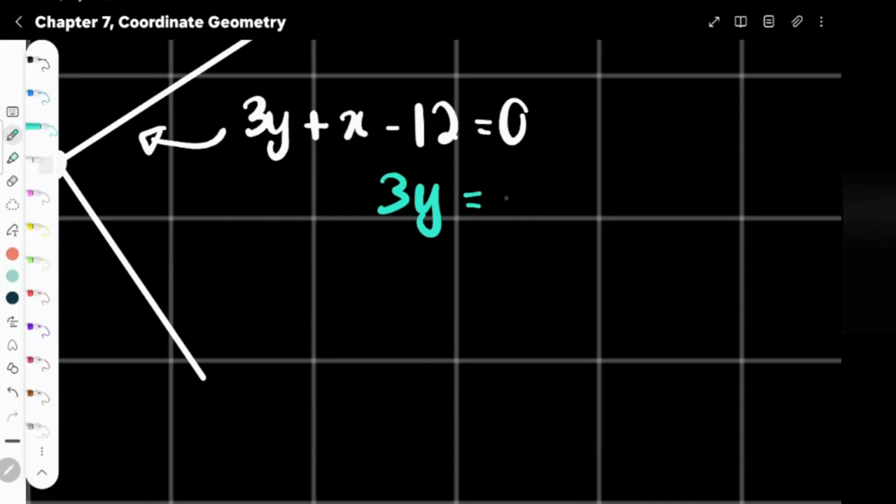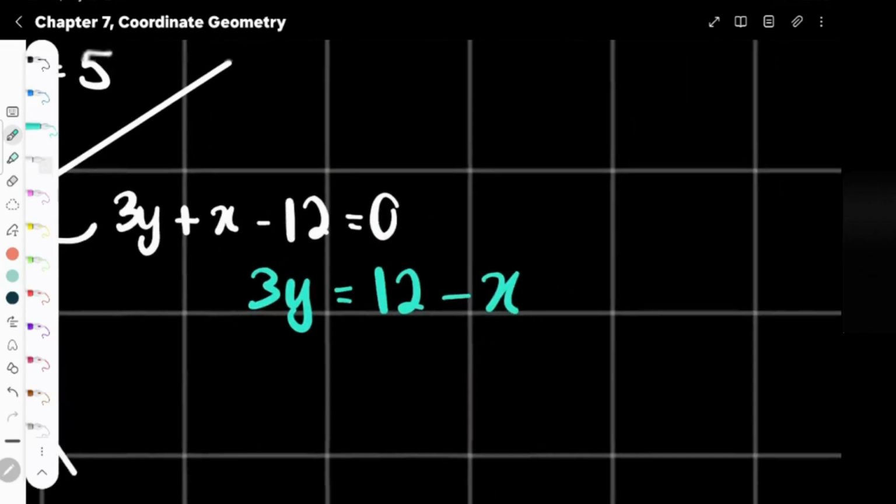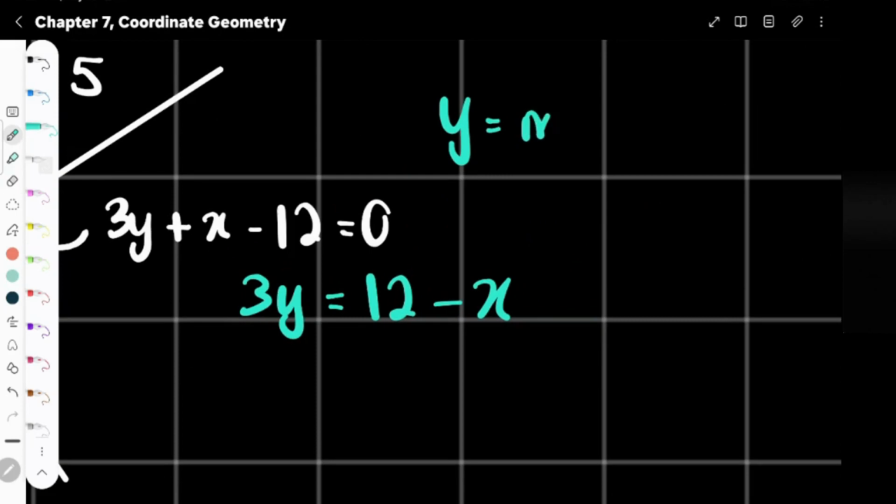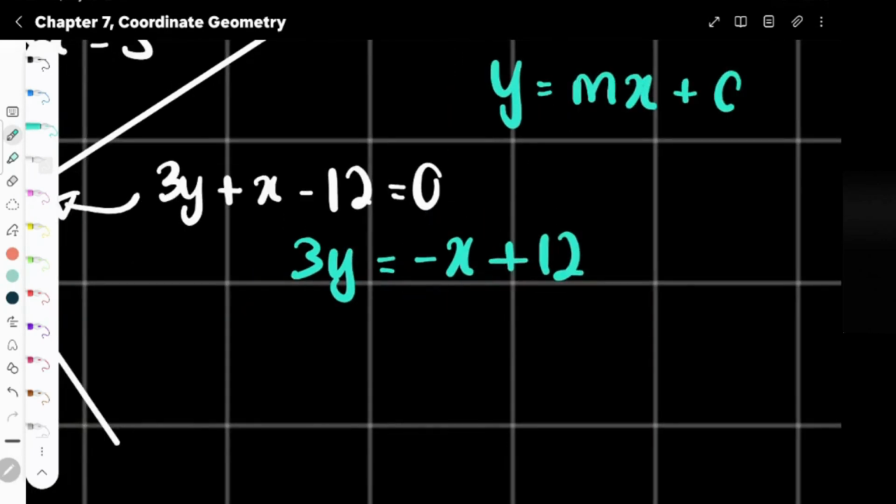So it becomes 3y equals, this one will be 12, and this one will be negative x. But I don't want the x here. Why? Because remember, y equals mx plus c. Look at where the x is located. The x is located near the equal sign, so let me just move it to the front. Even though it looks ugly, you will understand soon.